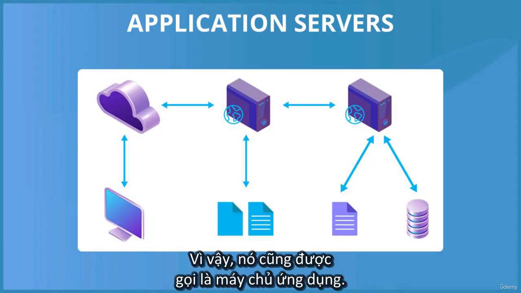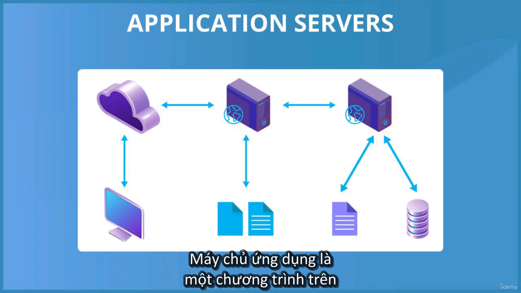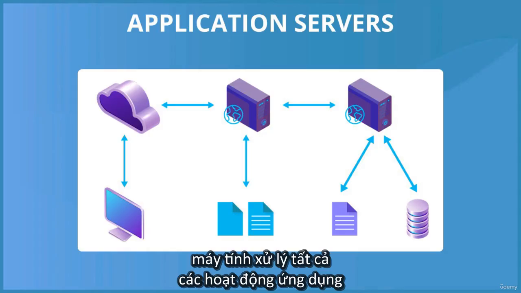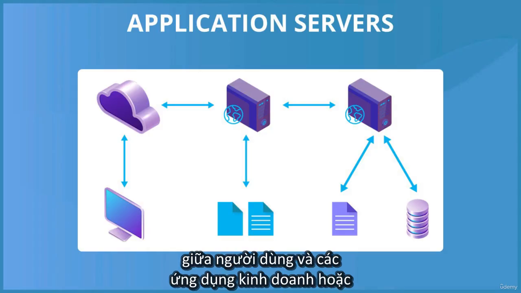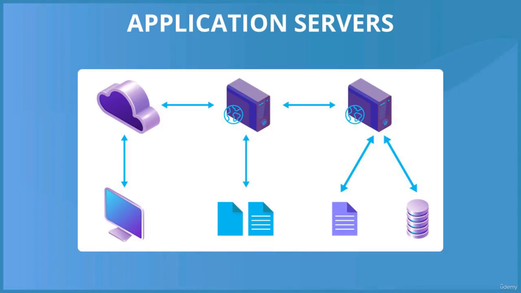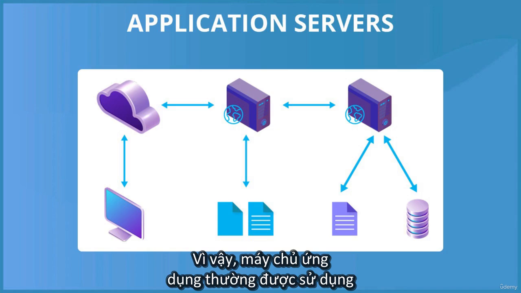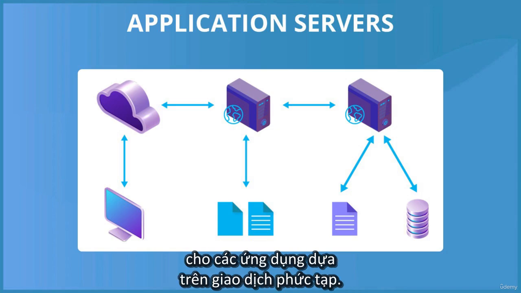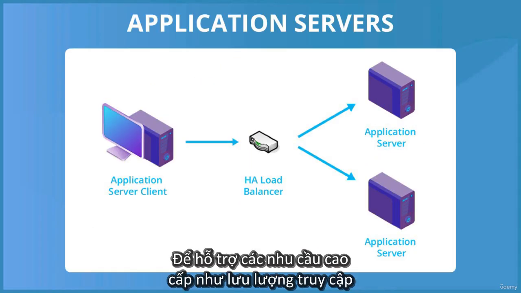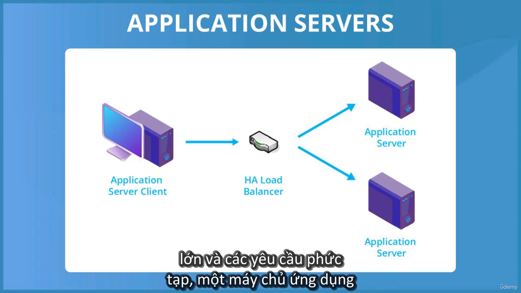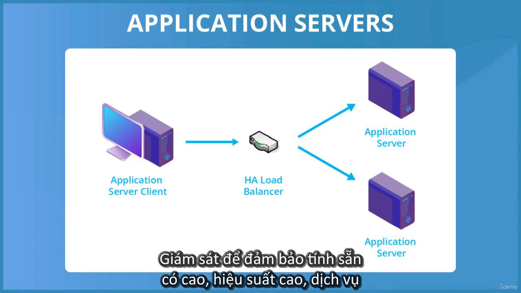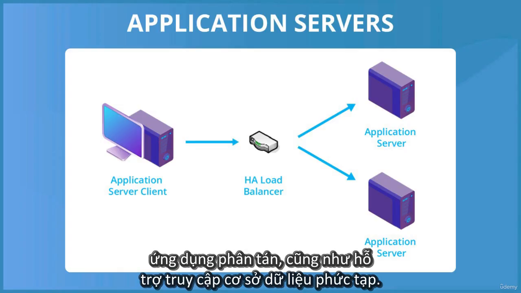It's also called an app server. An application server is a program on a computer that handles all application operations between users and an organization's back-end business applications or databases. So an application server is typically used for complex transaction-based applications. In order to support high-end needs like heavy traffic and complex requests, an application server has to have built-in redundancy, monitoring for high availability, high-performance distributed application services, as well as support for complex database access.